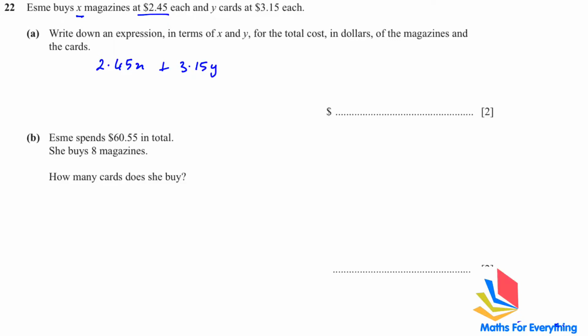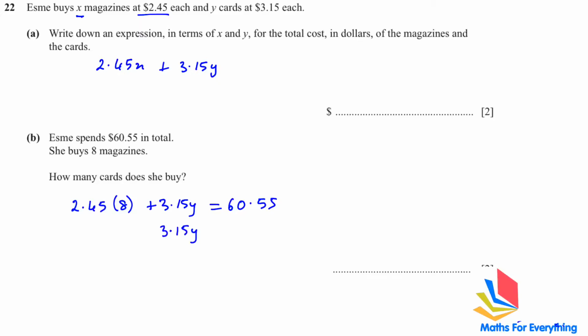Part B. Esme spends $60.55 in total. She buys 8 magazines. That is X. How many cards does she buy? So in our equation, which we have already formed, in place of X, we will substitute 8, plus 3.15Y, and the total cost is 60.55.